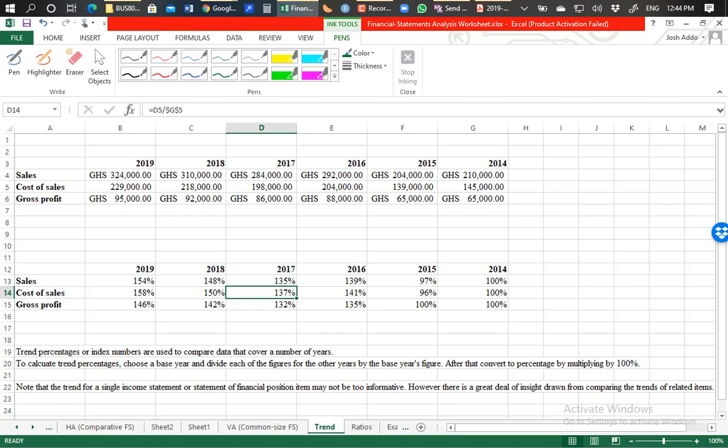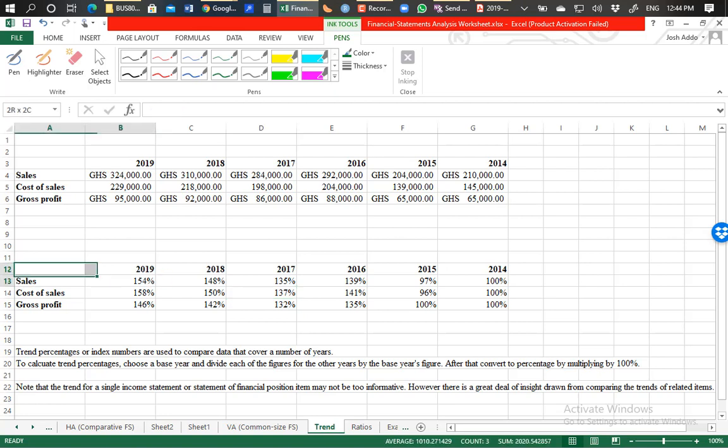90, apart from just dropping in 2015, it is showing an upward trend. 195, 139, 135, well, 148, 154. So on the average, the trend will be upward. And you can do this.